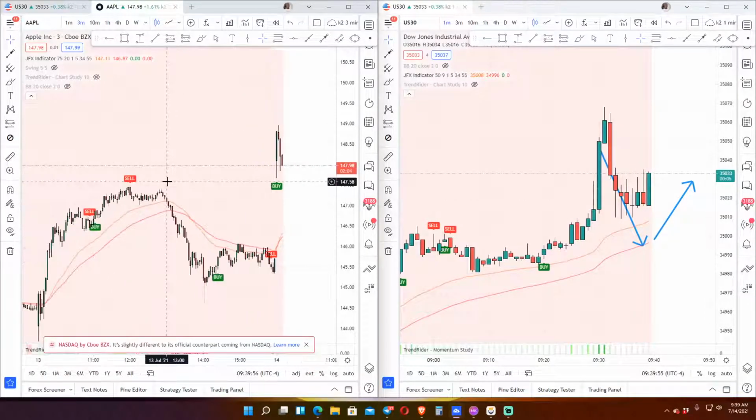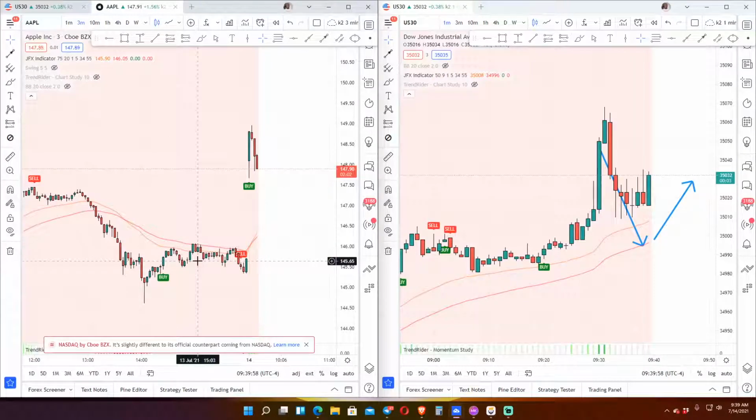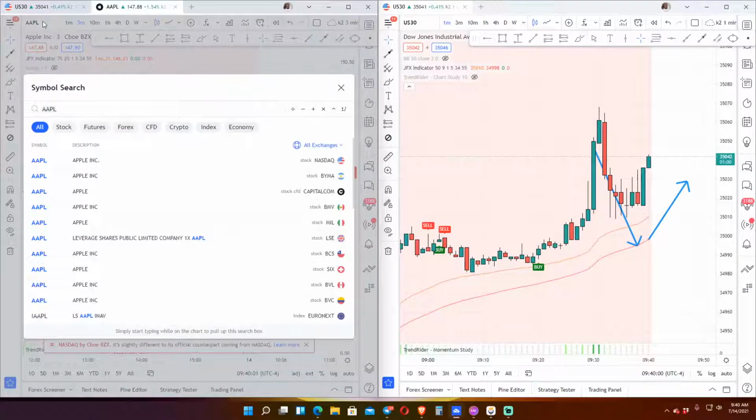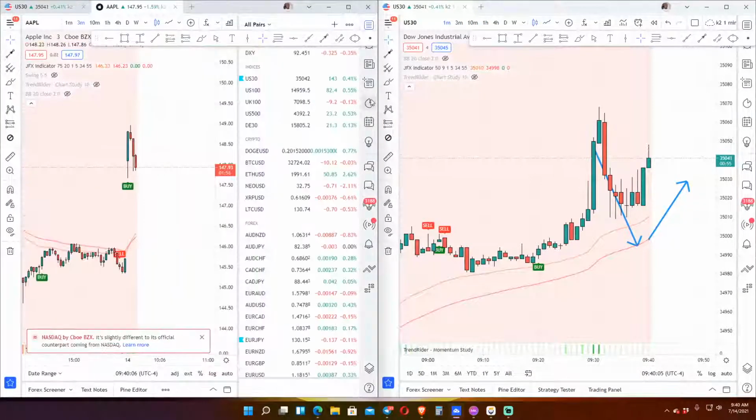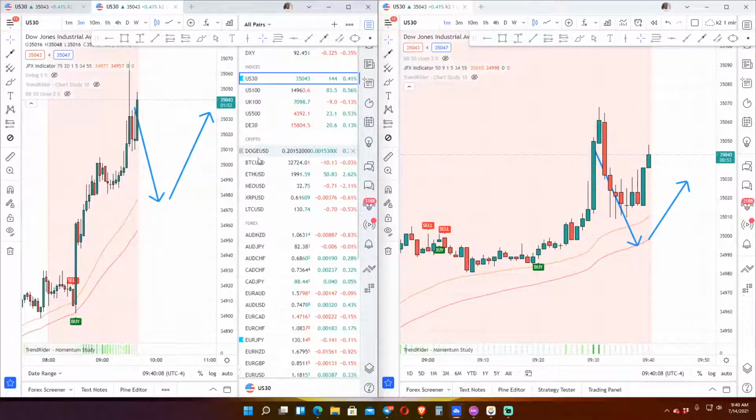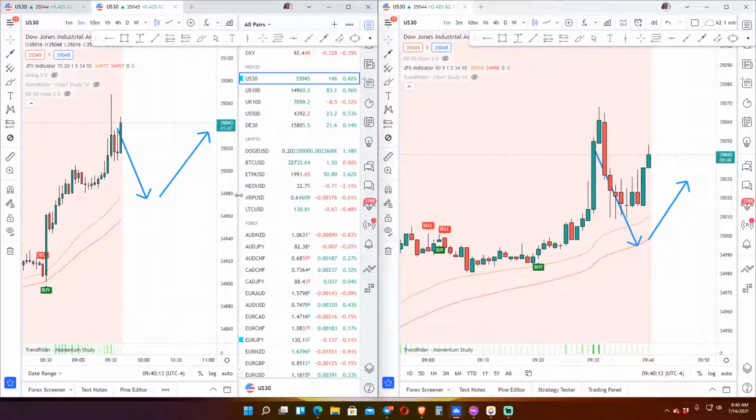All right. So it might be a little while before we get an actual pullback, because right now we don't have the signals that we need to make these trades.